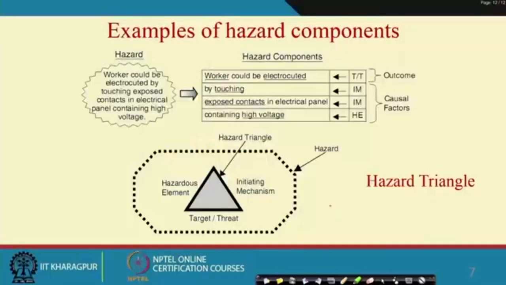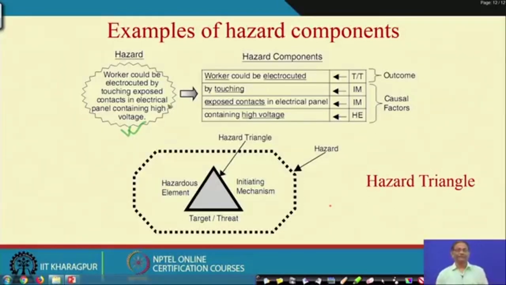Let us see this example, that the example we have discussed, that your hazard example. I will go by some other color. Okay. So, this one is known to you now. That worker could be electrocuted by touching exposed contact in electrical panel containing high voltage. Okay. Now, why this way we have written? Is it the complete definition of hazard?